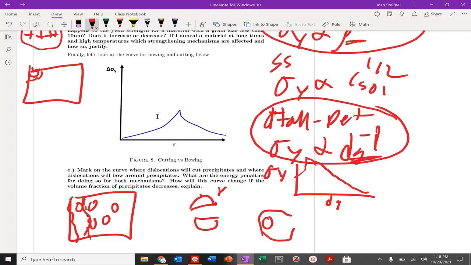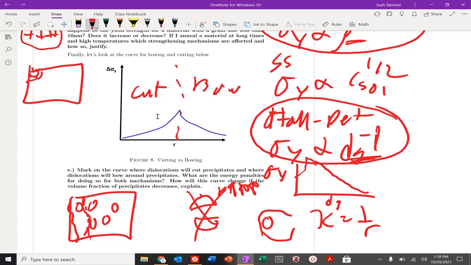So when my radius is very large, I don't want to cut here because I'm creating a lot of surface area. So I want to cut small particles, because small particles have high curvature, kappa is equal to 1/r. Bowing around something that's high curvature is hard. Instead, I want to bow here. Fantastic. So we have the energy penalties.